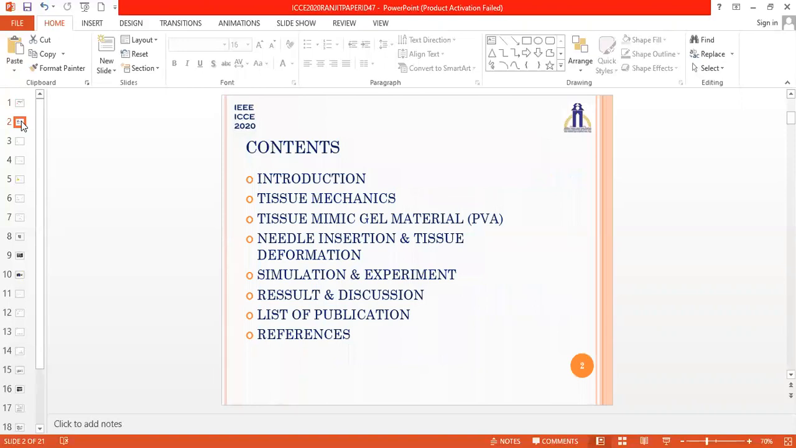This is my list of contents: introduction, tissue mechanics, tissue mimic gel material. Here I use polyvinyl alcohol, or PVA. Then needle injection and tissue deformation, simulation and experiment, result and discussion, list of publication, and references.